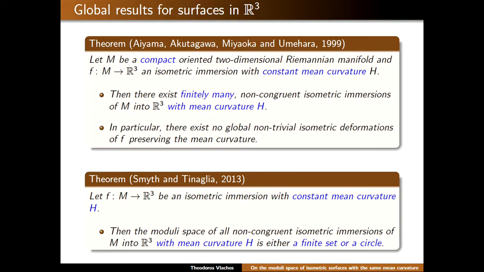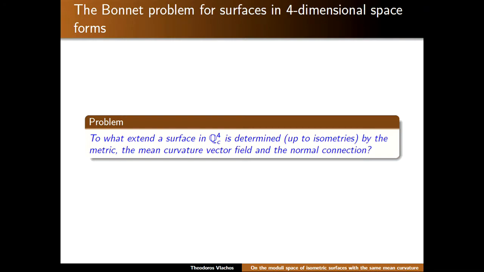Recently, Smith and Ilmanen proved that if you have any surface with constant mean curvature, then the space of all non-congruent isometric surfaces with the same mean curvature is either a finite set or a circle. What is our purpose? Our purpose is to study the same question for surfaces in four-dimensional space forms, of any curvature. In other words, we want to see to what extent a surface in a four-dimensional space form is determined by the metric, the mean curvature vector field, and the normal connection.